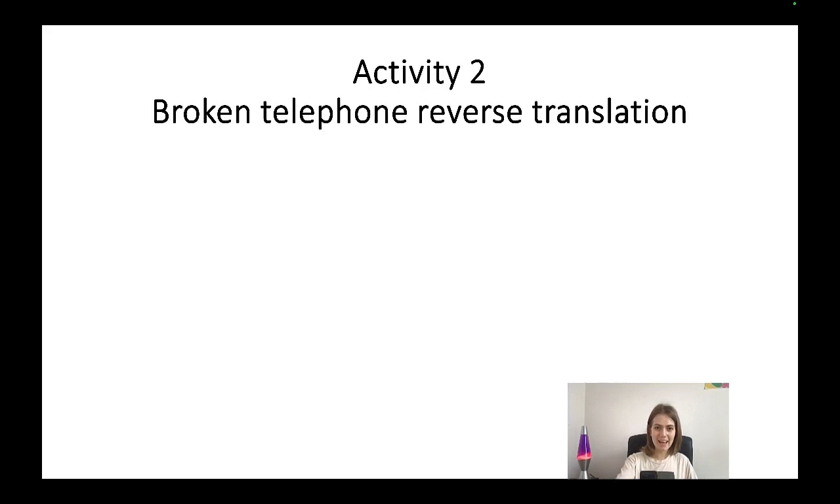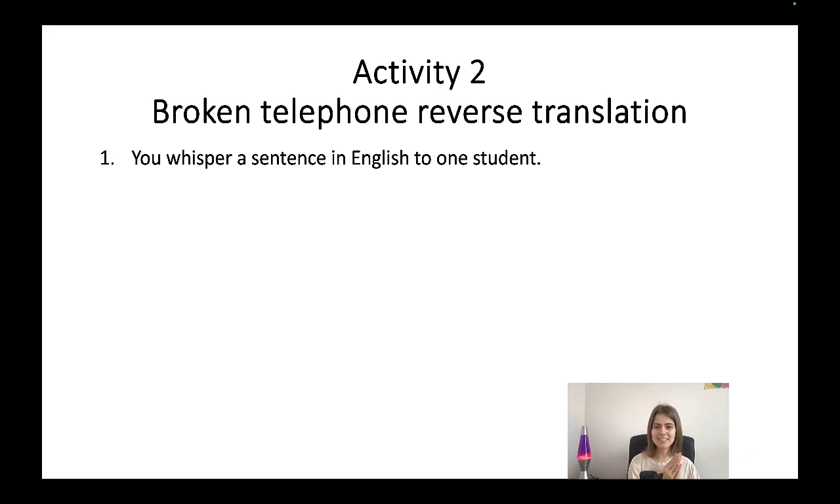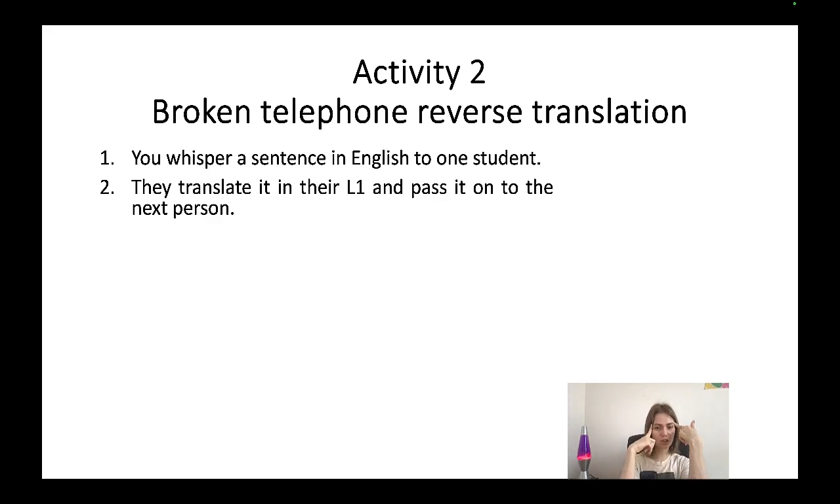Right, now another thing that you could try and do with them is something called broken telephone reverse translation. And it's exactly what it sounds like. We all know the game, so it starts in the very similar manner. So you whisper a sentence in English to one student. Then that one student needs to translate the sentence into their L1, and they pass it on to the next person.